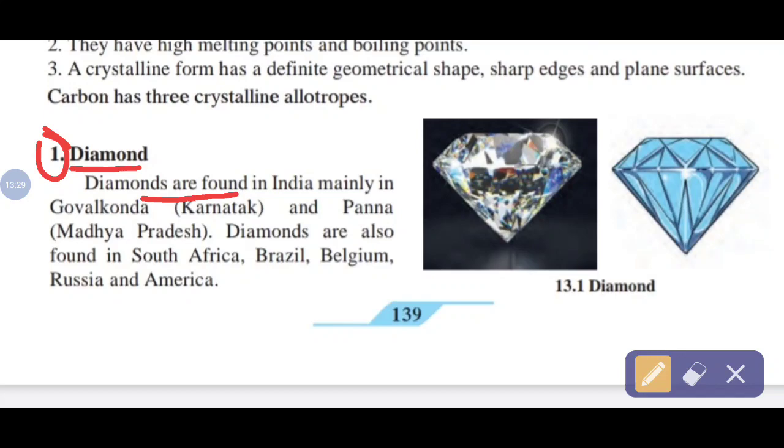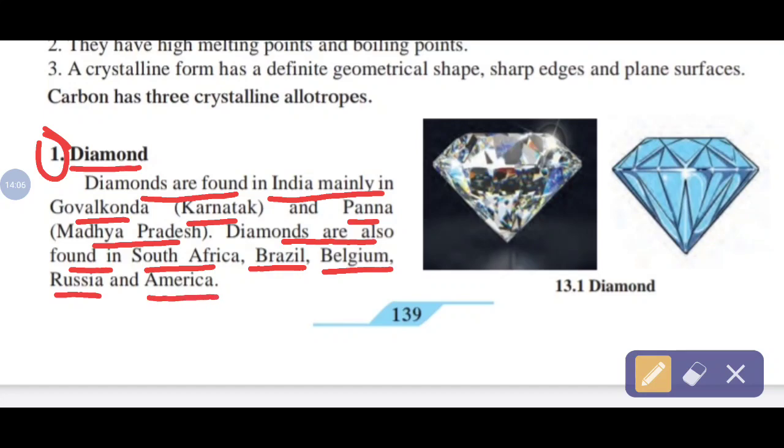Diamonds are found in India, mainly in Golconda in Karnataka and Panna in Madhya Pradesh. At these 2 places in India, diamonds are found. Diamonds are also found in South Africa, Brazil, Belgium, Russia and America. So at these places, diamonds are also found.